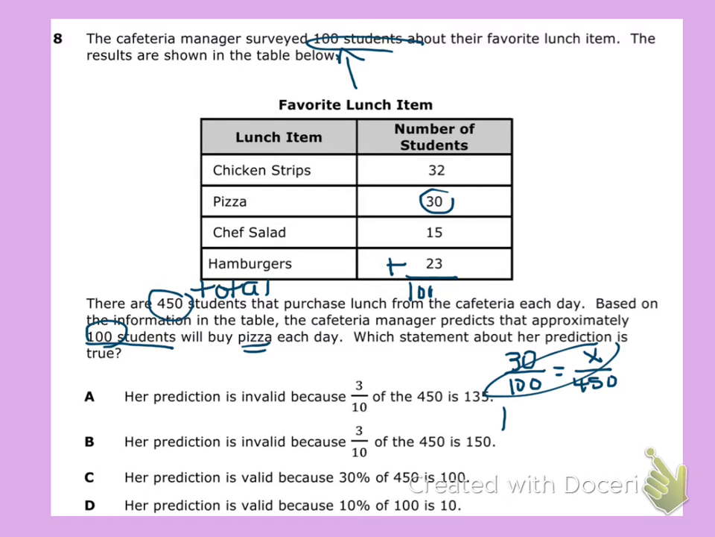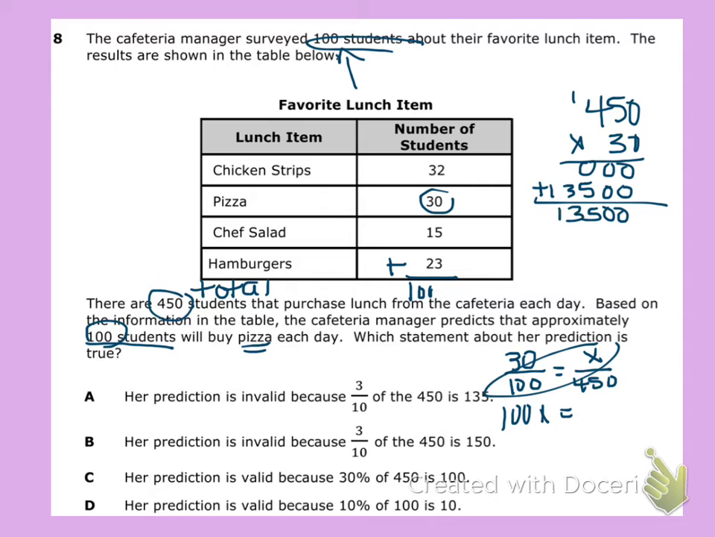So we have 100x equals 450 times 30. That's 0, 0. 3 times 0 is 0. 3 times 5 is 15. 3 times 4 is 12, plus 1 is 13. Okay, 0, 0, 5, 3, 1. So 13,500 divided by 100. So that's taking away 2 decimal places. X equals 135. Okay, so her prediction is invalid.